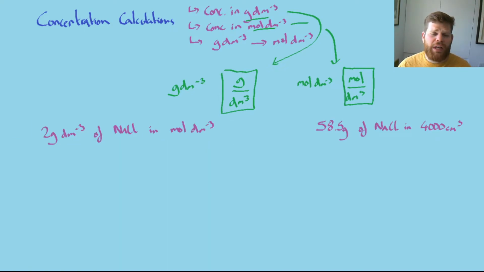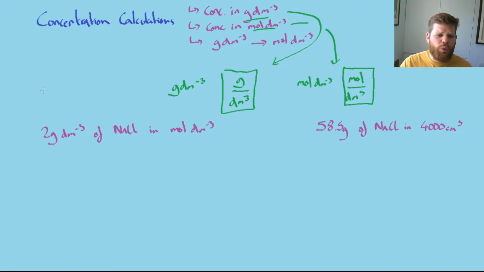So let's have a look at how these questions can get a little bit more challenging, and just this interconversion between grams and moles, and what might be the most difficult question you'll come across. What we've got here is 2 grams per decimetre cubed of sodium chloride, and we want to know this in moles per decimetre cubed. So we need to use our knowledge of mole calculations here.